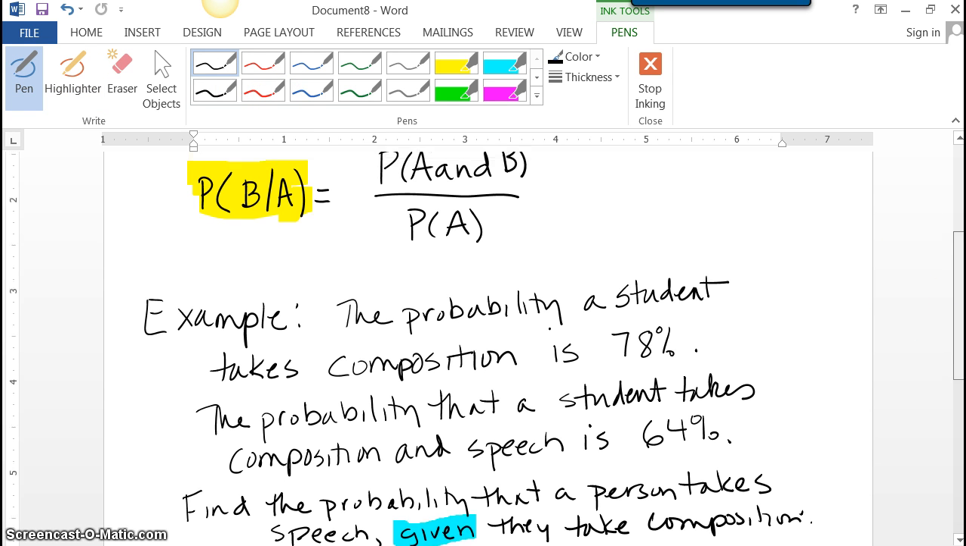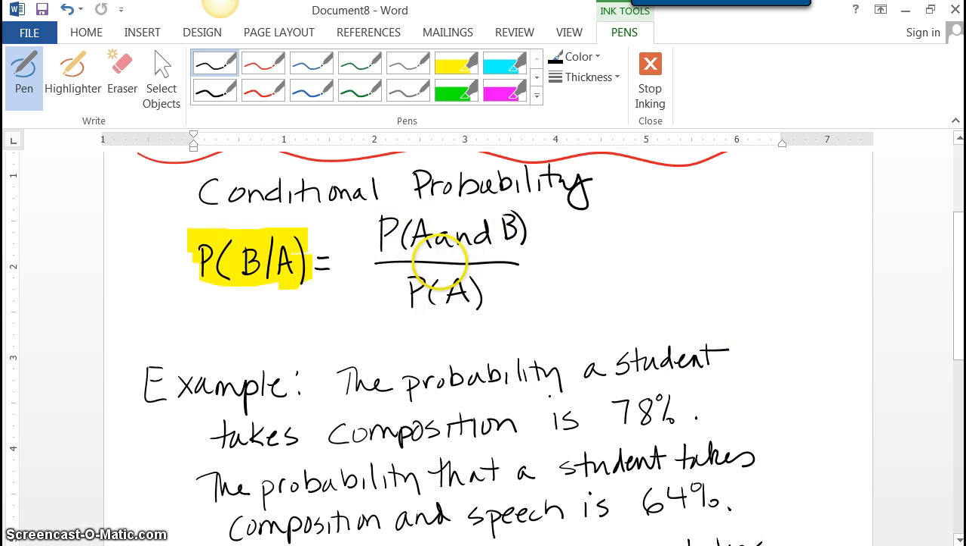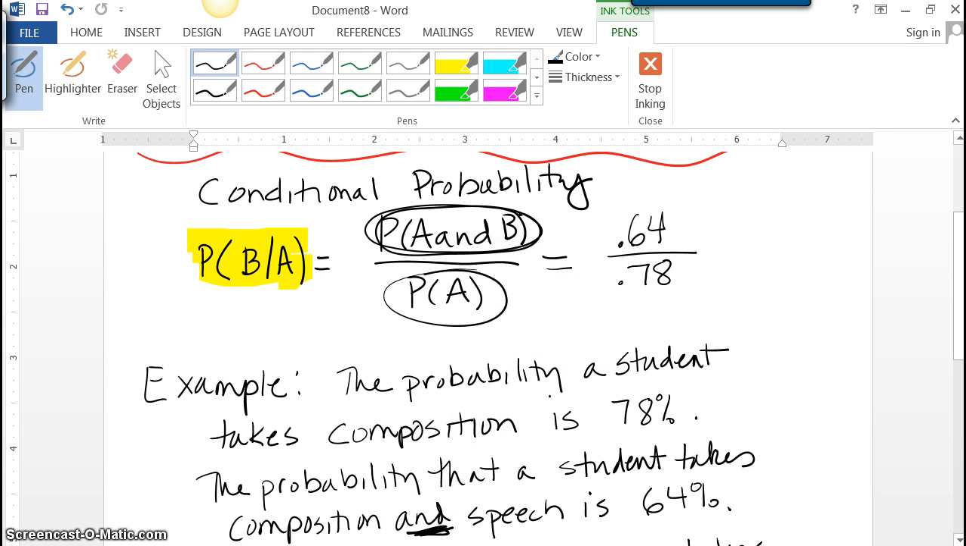So we're going to use this rule, and what we'll do is take the probability of composition and speech over the probability of composition, and we'll just divide those. This is the probability of doing both composition and speech, that's this one down here. And this is the probability of composition, that's this one right here. So then we'll just divide those. I'm going to take 0.64 divided by 0.78, and I'm getting 0.82.